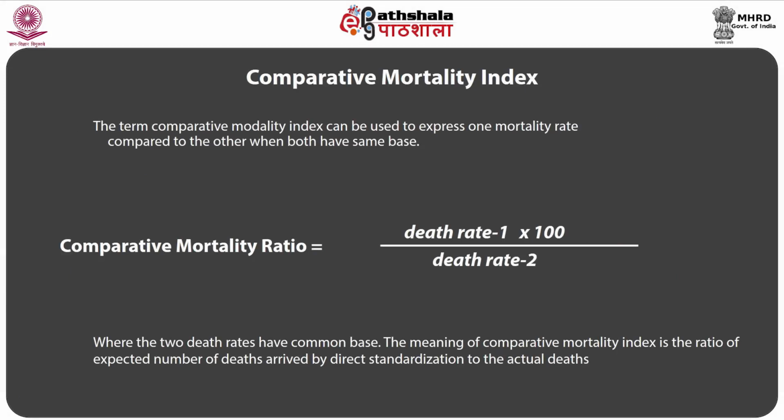Comparative mortality index. The term comparative mortality index can be used to express one mortality rate compared to another when both have the same base. Comparative mortality ratio equals death rate 1 divided by death rate 2 multiplied by 100, where the two death rates have a common base. The meaning of comparative mortality index is the ratio of expected number of deaths arrived by direct standardization to the actual deaths. Example 1. Data given as below in table 1.